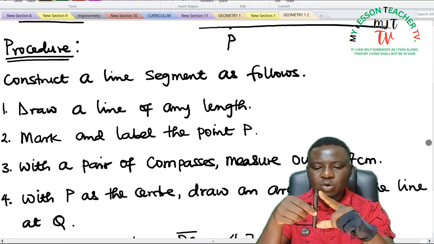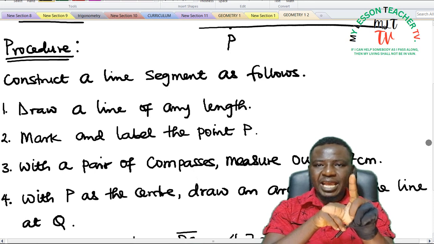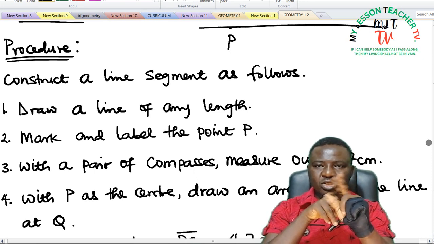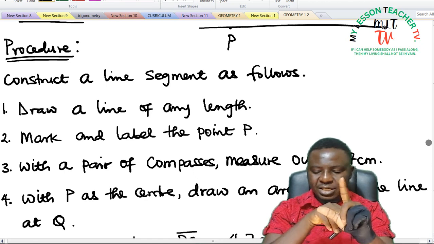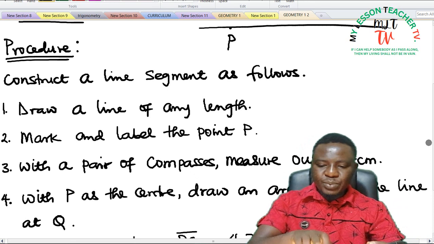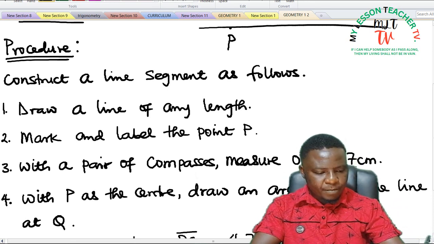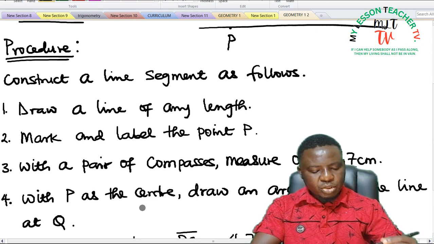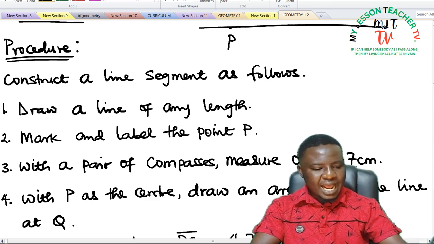So once that is done, ensure that you tighten the edge of your compass, okay, so that the legs do not shake. So once that is done, hold it that way. Then with P as center, that's what step 4 is saying. With P as center, draw an arc to cut the line at Q.